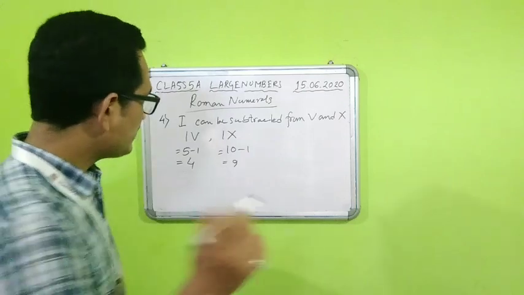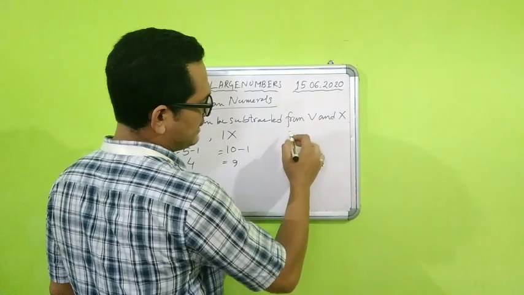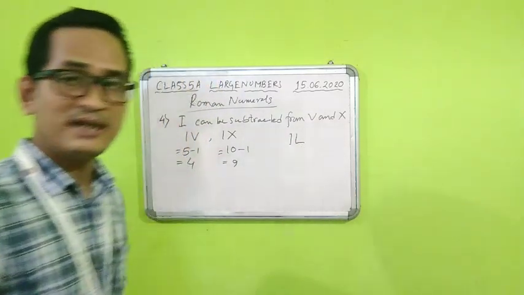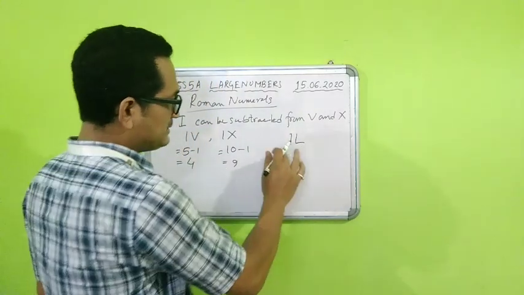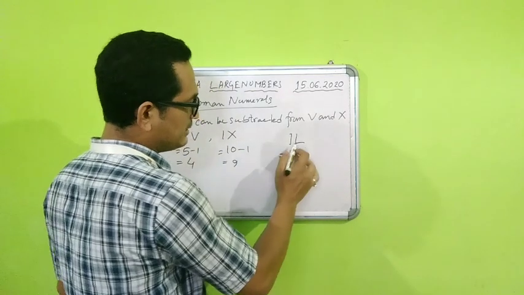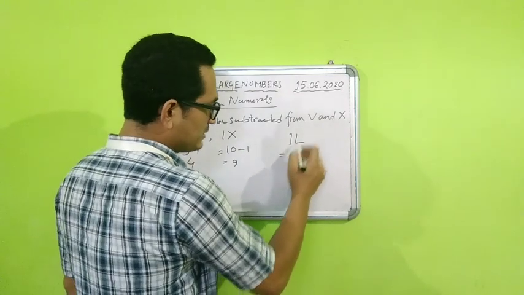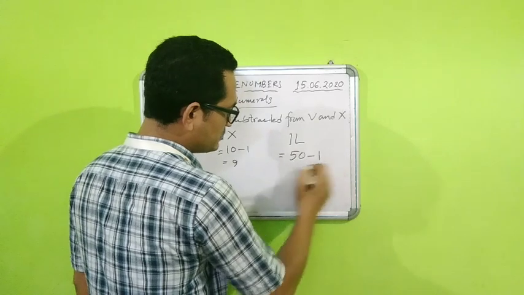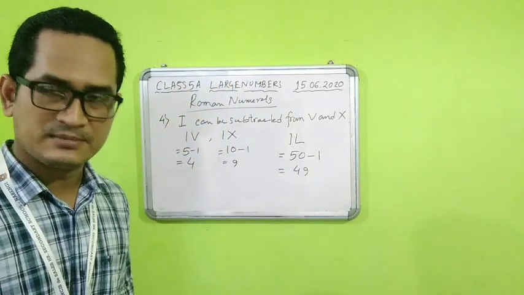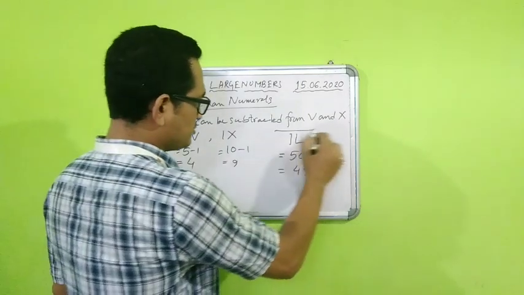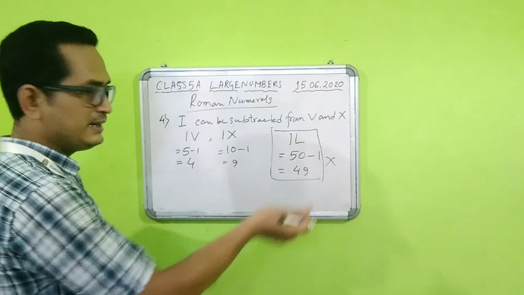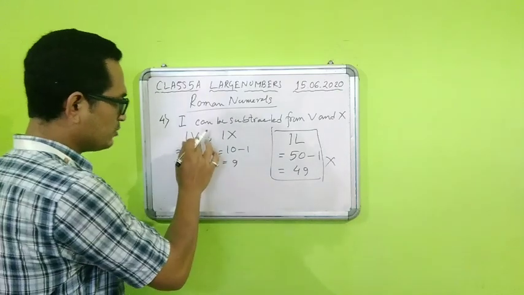Can we do this? If I have written I here and suppose I have written L. Now what does this IL mean? I means 1, L means 50. So it will be 50 minus 1, which will be equal to 49. Is it correct? It's not. This is absolutely wrong. That means I cannot be subtracted from any other letter. It can be subtracted only from V and X.